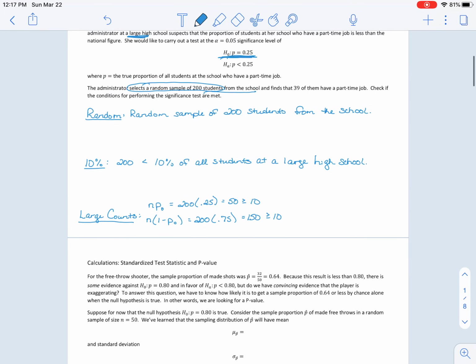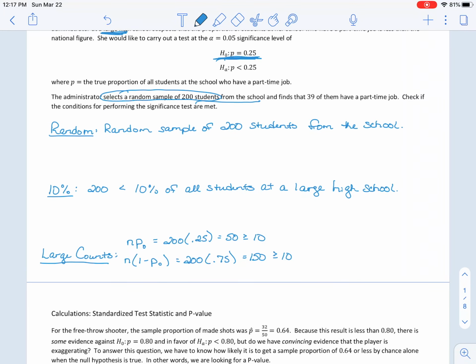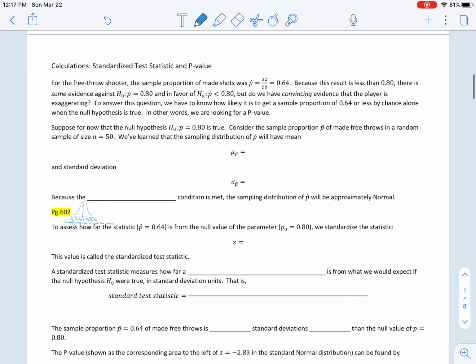We have met all the conditions for our hypothesis test. We could go ahead and actually run the test. So that's what we need to talk about next, the actual doing stage, the calculations.